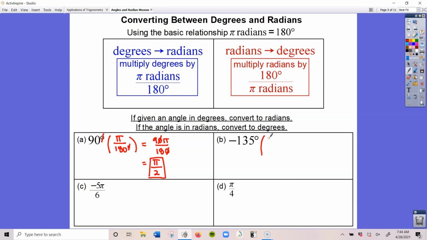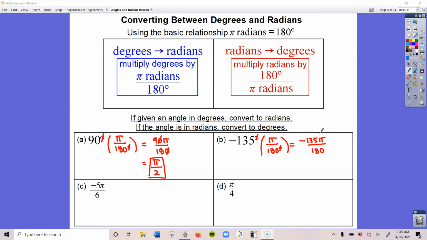So I'm going to go ahead and multiply by pi over 180. Again, the degrees will cancel, so I'm left with only radians. And so we end up with negative 135 pi over 180. And now we'll need to simplify.